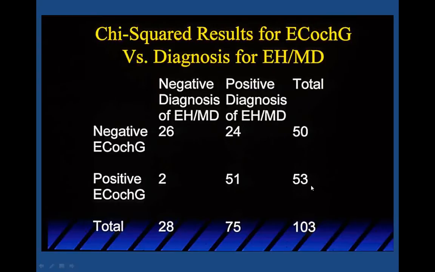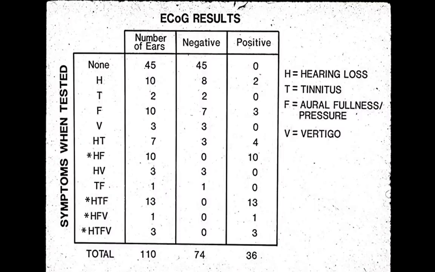On the other hand, we had 53 patients who had positive electrocochleograms, and over 80% of them got a positive diagnosis of hydrops, which basically says ECochG is very specific to hydrops, but it's not all that sensitive. Indeed, at that time, using the SP-AP ratio, other studies have shown the sensitivity of ECochG to hydrops ranges from roughly 50 to 65% based on the SP-AP amplitude ratio alone.